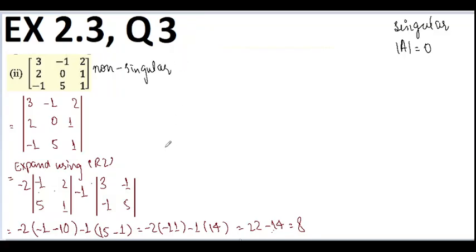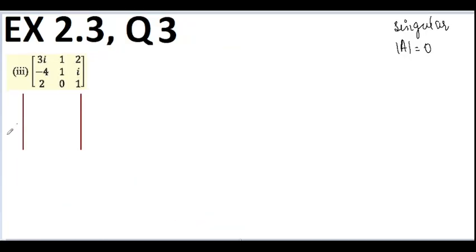Now we are going to move towards part 3. Now again we have to change the matrix form into the determinant form. So we are going to write it in this way: 3 iota, 1, 2, minus 4, 1 iota, and 2, 0, 1. Again there is only 0 in the third row, so we are going to expand using R3.